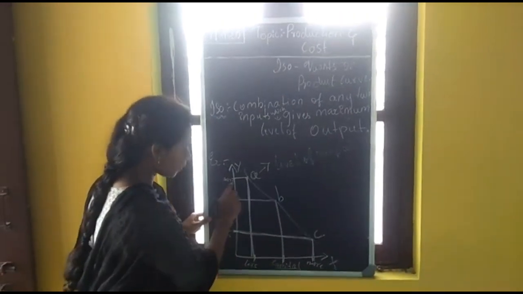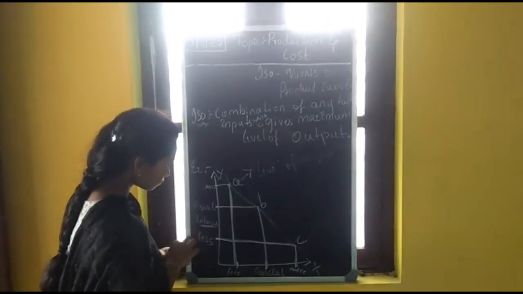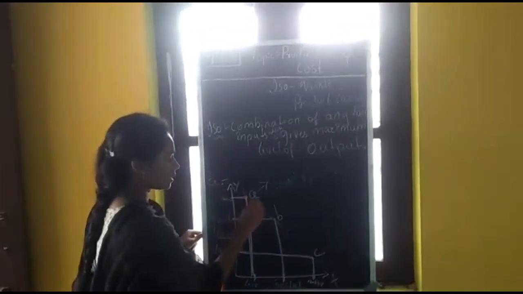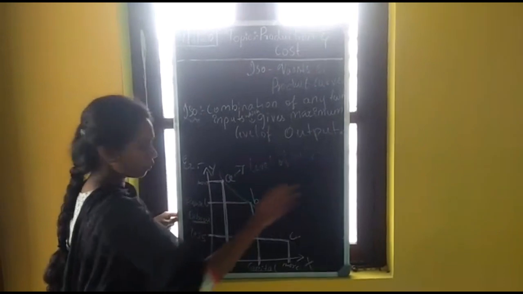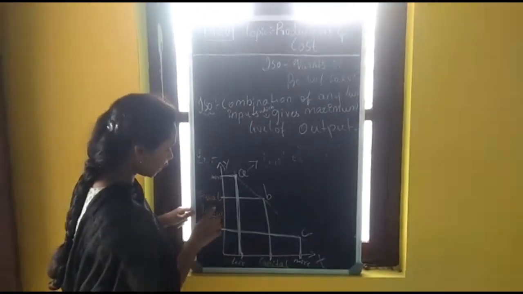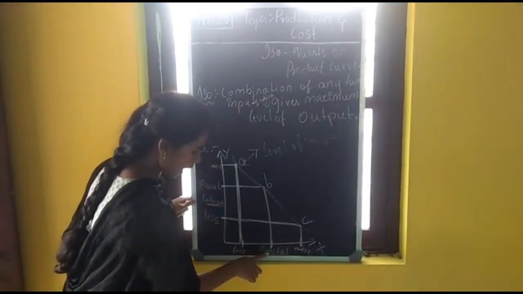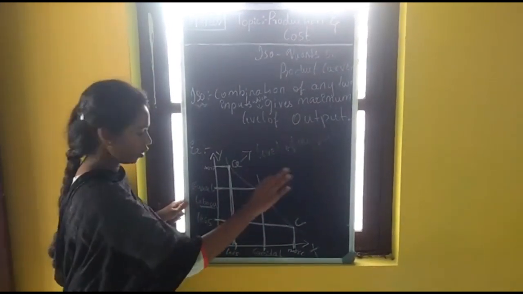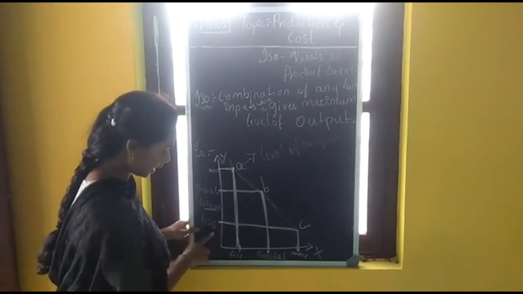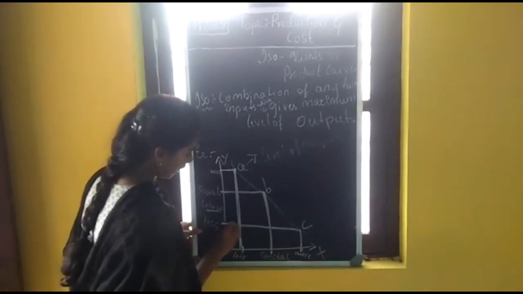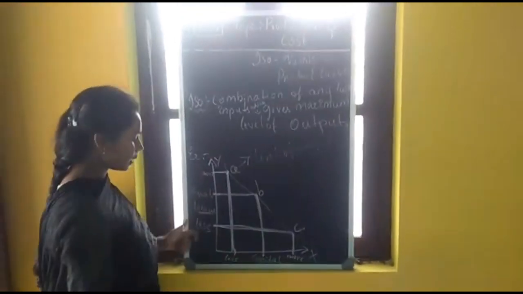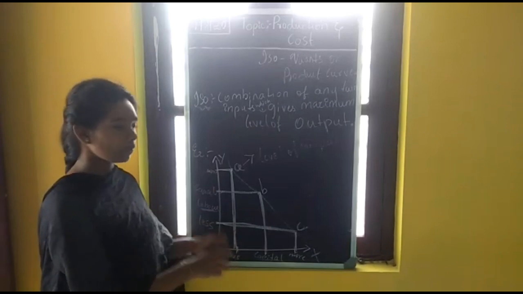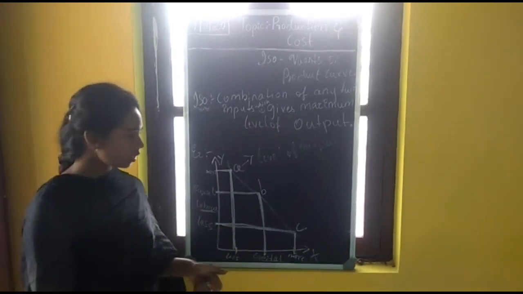When we have more labor and less capital, draw this and name this point as A. A is known as the level of output. Next, when we have equal amounts of labor and capital, name it as B. This is also a level of output. Next, when we have less labor and more capital, name it as C. So sometimes the labor will be more and capital will be less, but the final output will always be equal and satisfactory to the customer.